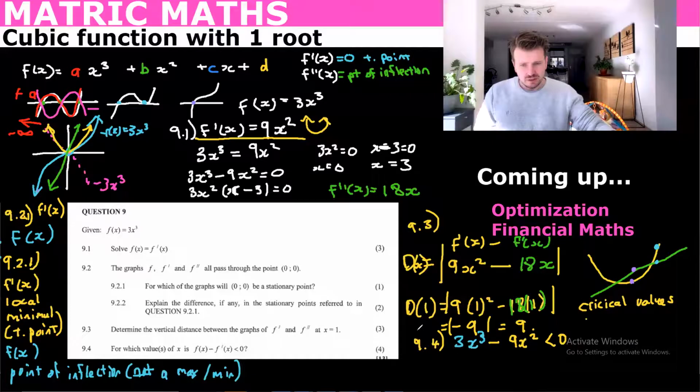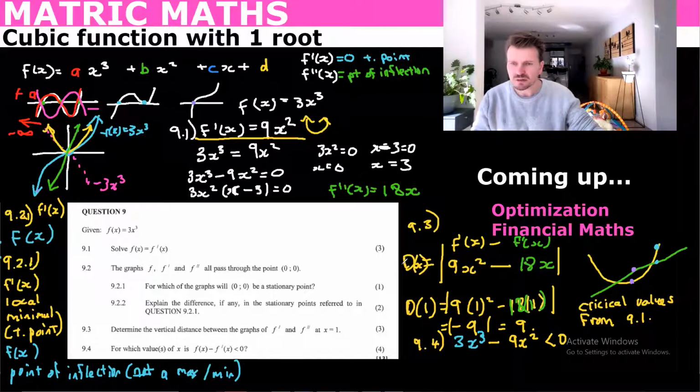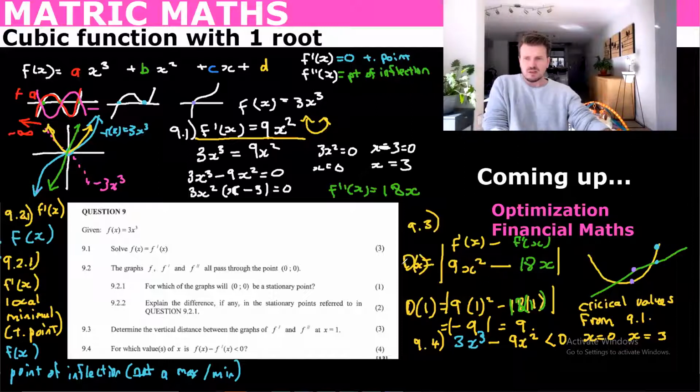Okay, so I'm going to take out a 3x squared. And I get, oh wait, I already did f of x equals, I got the critical values in 9.1. Critical values from 9.1, which was where they're equal to each other, was, where was it? x equals 0 or x equals 3. Okay, so that was over here in 9.1.